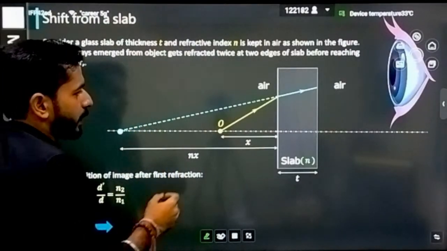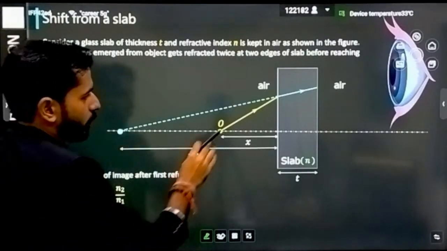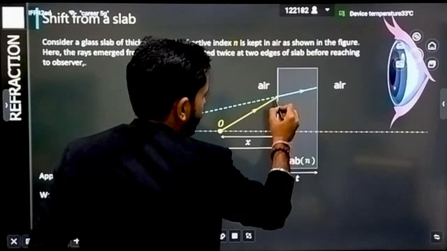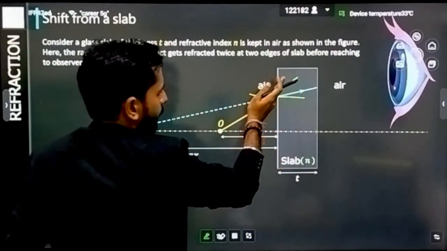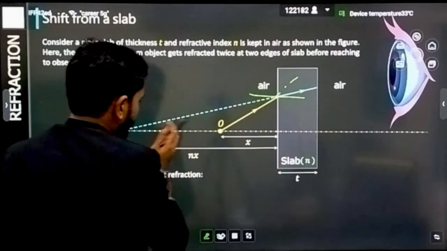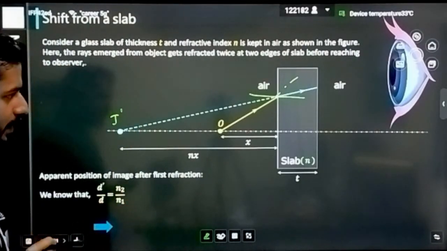Okay, see, this is the object. Firstly, this is the object, and this is a sort of ray diagram. It will be going from rarer to denser medium. That means this is the original path, this will be the normal. That means it will be bending obviously towards the normal, that means here the image I dash will be coming. Okay, this is the basic ray diagram.